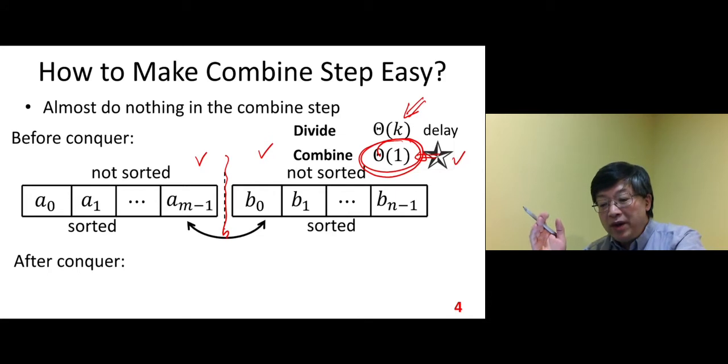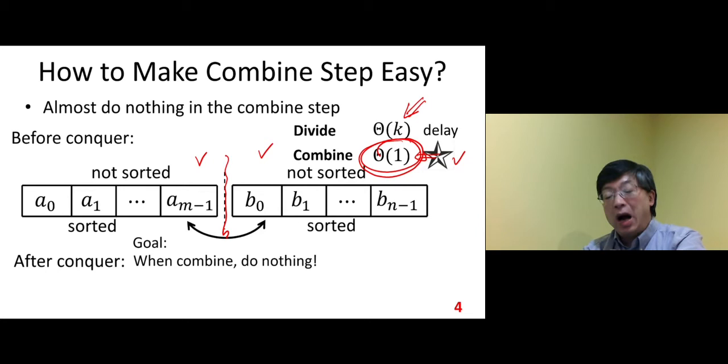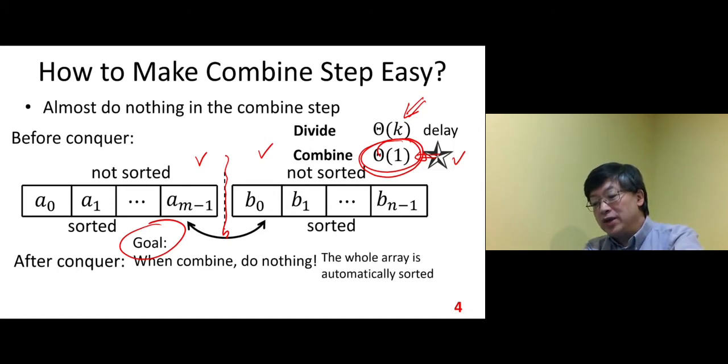But when we combine them, think about how much we need to do. Our goal, that's our wish list. We wish that when combined, we do nothing. You just put them together, and the whole array is sorted. That's our goal. We want this to happen. So the whole array is automatically sorted if you just put them together. Is that possible?